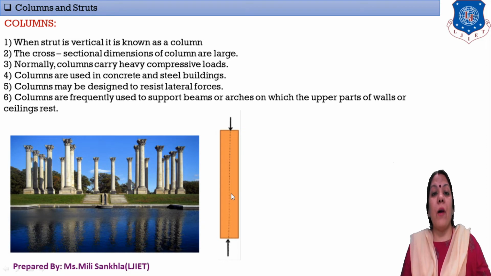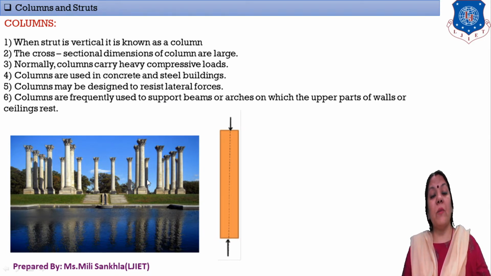Now where do we use this column? Column is used in RCC building, also in steel building. Vertical member column is subjected to axial compressive force, remember that. Column is always subjected to axial compressive force, and the cross section area of column is larger than truss members. And look at this, column is used in building.